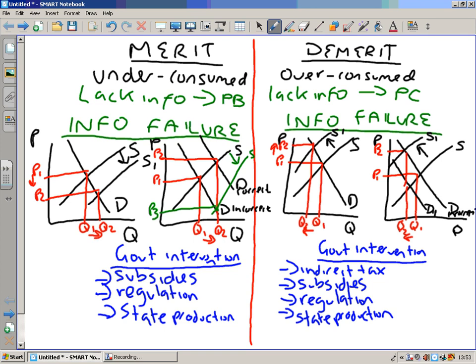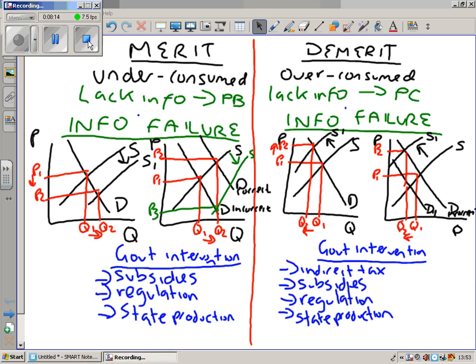Now for both merit and demerit goods, we can see that the problem is created by information failure. Well, one great solution to both of these problems is provide people with information. Make people aware of the benefits of merit goods. They should be more keen to do it, demand it. Demerit goods, make people aware of the private cost, the harm that certain products do to themselves, and that should in theory mean that people will demand less of these particular products. And that is the end of merit good, demerit good.